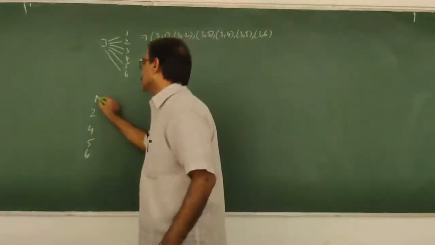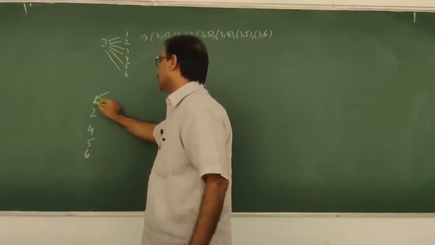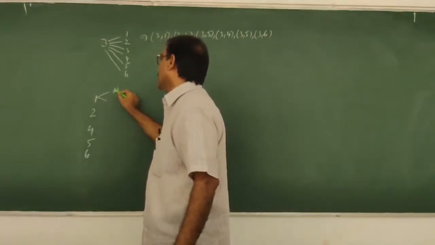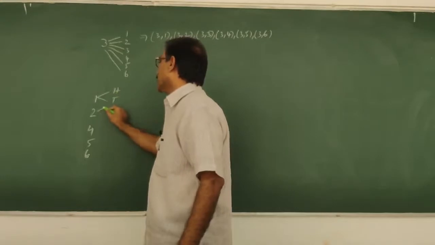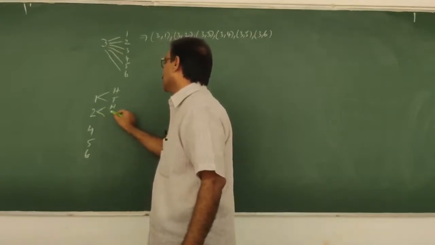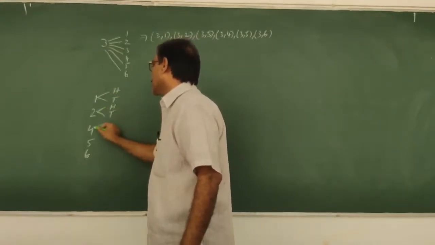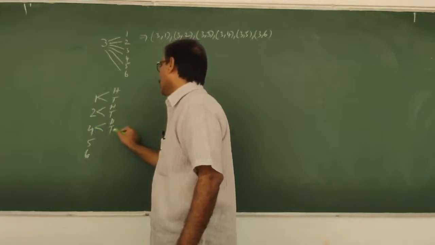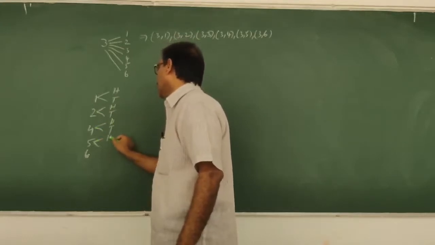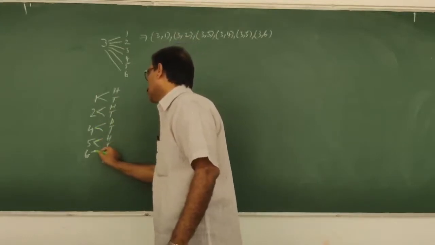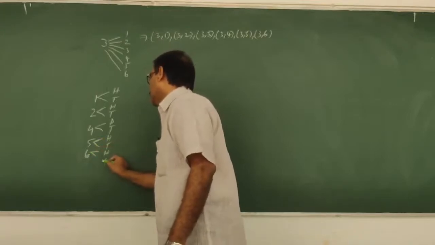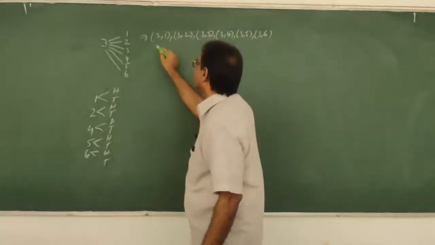Suppose the first time, instead of 1, 3 has appeared, then the coin may show head or tail. Suppose 2 has come, here also head and tail. 4 has shown, here head and tail. 5 shows, here head and tail. 6 shows, here head and tail. So now tell me, how many chances are there here again?